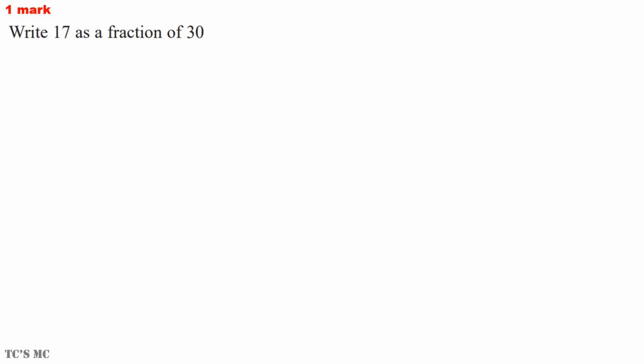Write 17 as a fraction of 30. That means the denominator is 30 and the numerator is 17. And that is all we need to write for the 1 mark.